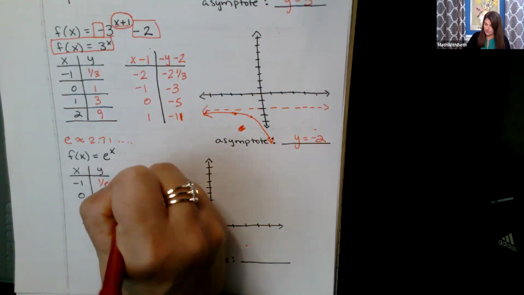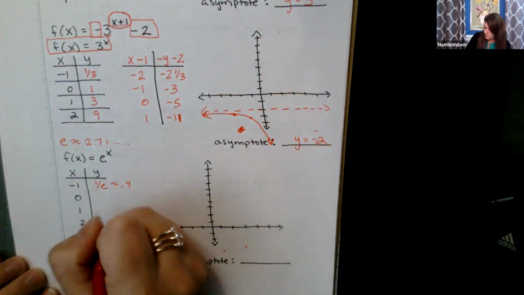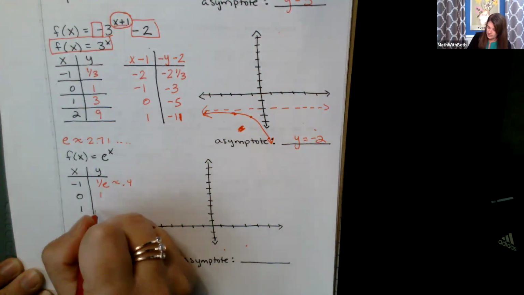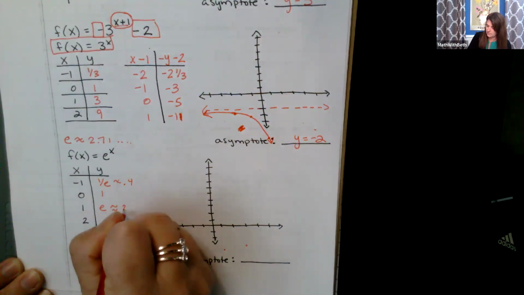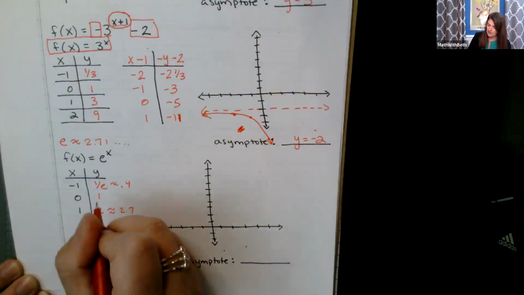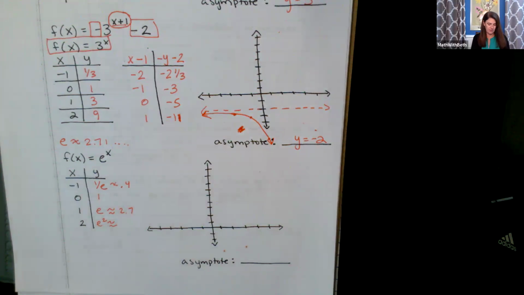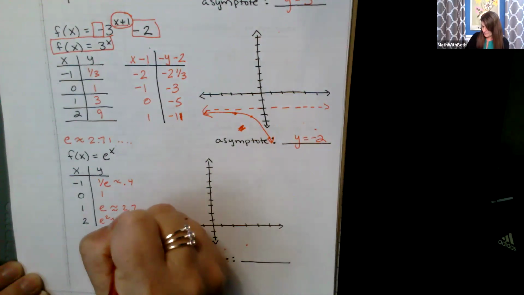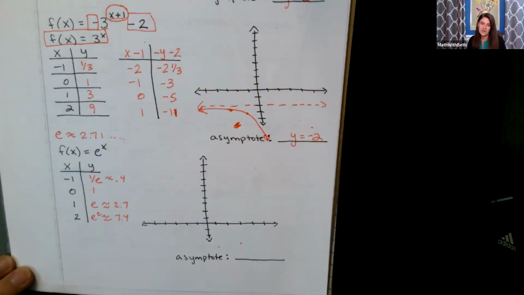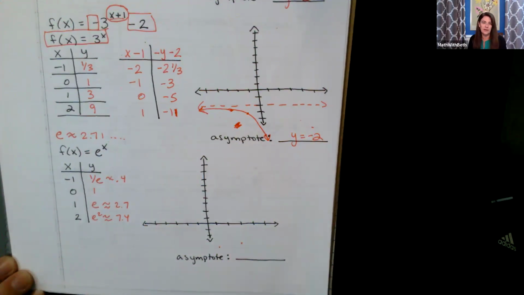So that's about 0.4. 0 would still give us 1. 1 would give us e, which is about 2.7. And e squared, I'll put in the calculator, is about 7.4. So we do have decimals. We will have to estimate a little bit, but nothing else is different about this.